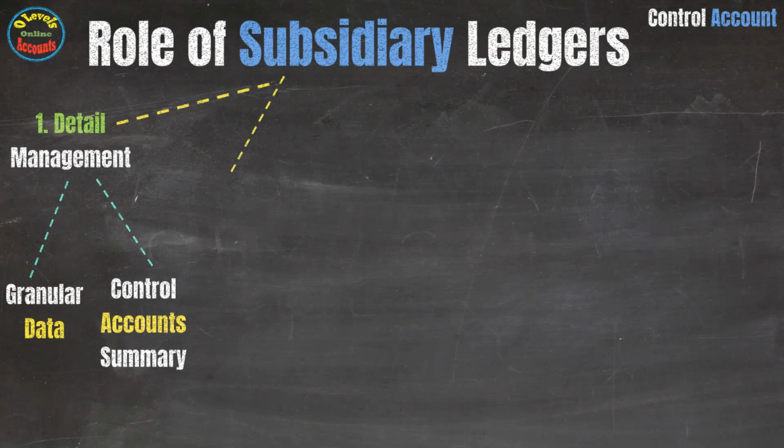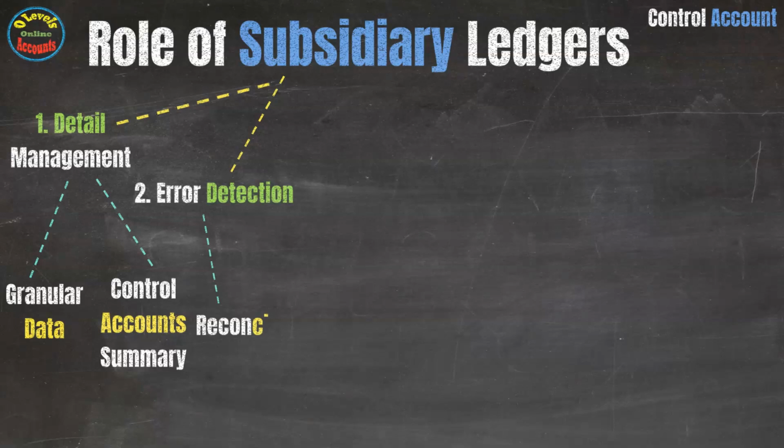The second point is error detection. It will be explained with the help of two further subpoints. The first subpoint is reconciliation. By comparing the total balance in the control account with the sum of the individual balances in the subsidiary ledger, accountants can easily identify discrepancies.